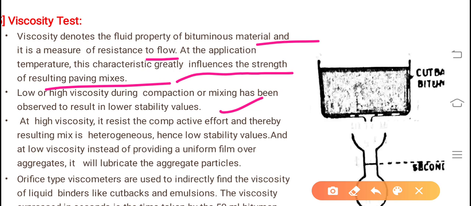At high viscosity, the binder resists the compaction effort, and the resulting mix is heterogeneous instead of homogeneous. Hence, low stability values. At low viscosity, instead of providing a uniform film over the aggregates, it will lubricate the aggregate particles.